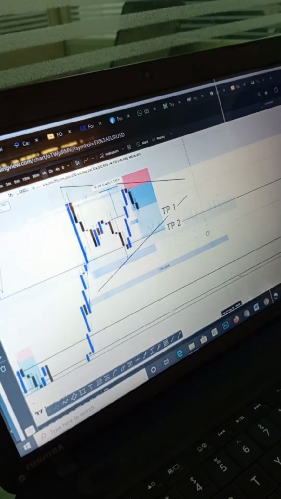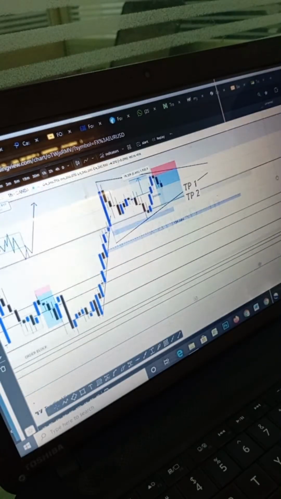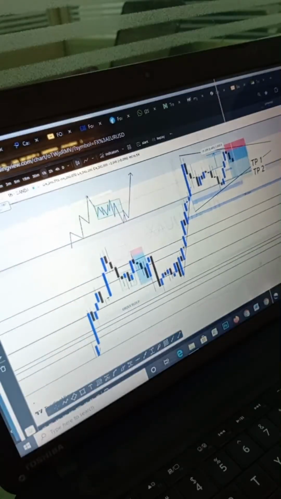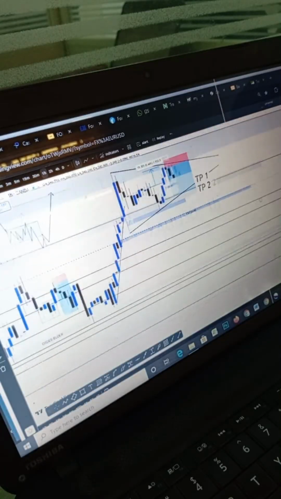Now, this is a 1 hour chart, as you can see. I was trying to express something previously. I said some persons might be asking, why is he selling gold? Now, the overall bias for gold is bullish. If you look at gold, gold is bullish.